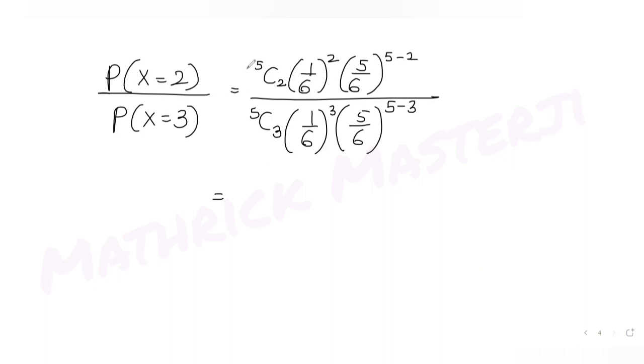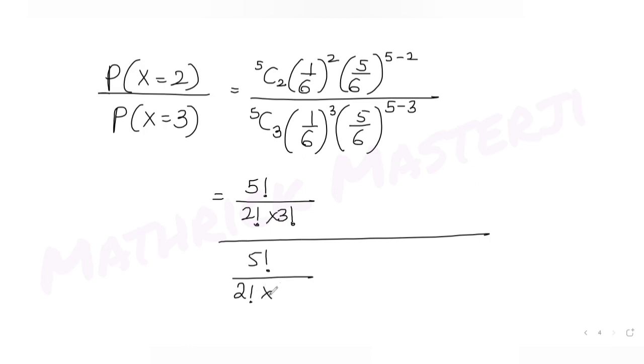So you get this: 5c2 is 5 factorial over 2 factorial, 3 factorial. I'm just using the idea of nCr, which is n factorial over r factorial into n minus r factorial. And this becomes 5c3, which is again the same, 5 factorial over 3 factorial and 2 factorial. So this entire thing gets cancelled out.